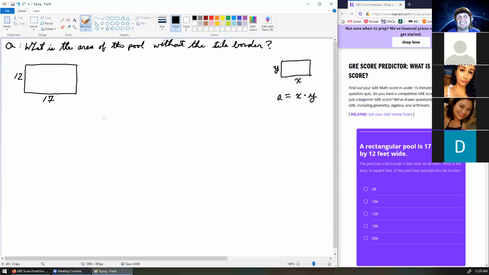No. Okay. What's the gotcha here? We have to subtract the 2 foot wide border. Right. So it's saying that there's a border that goes all the way around this pool, right?